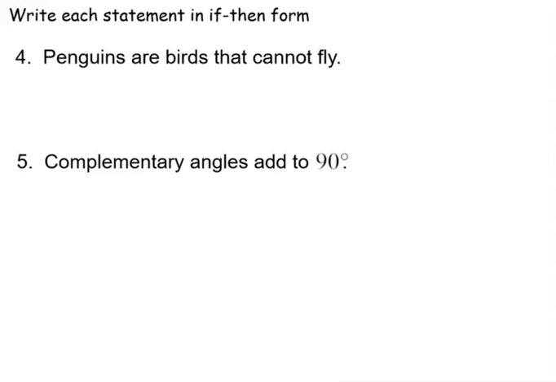So question 4 says, penguins are birds that cannot fly. So I know I'm going to want to start with if. But we need to make sure that we're not questioning something that's true. I don't want to say if penguins are birds. I know penguins are birds. I'm not questioning that, right? So instead of keeping that order, what if I say if a bird is a penguin?